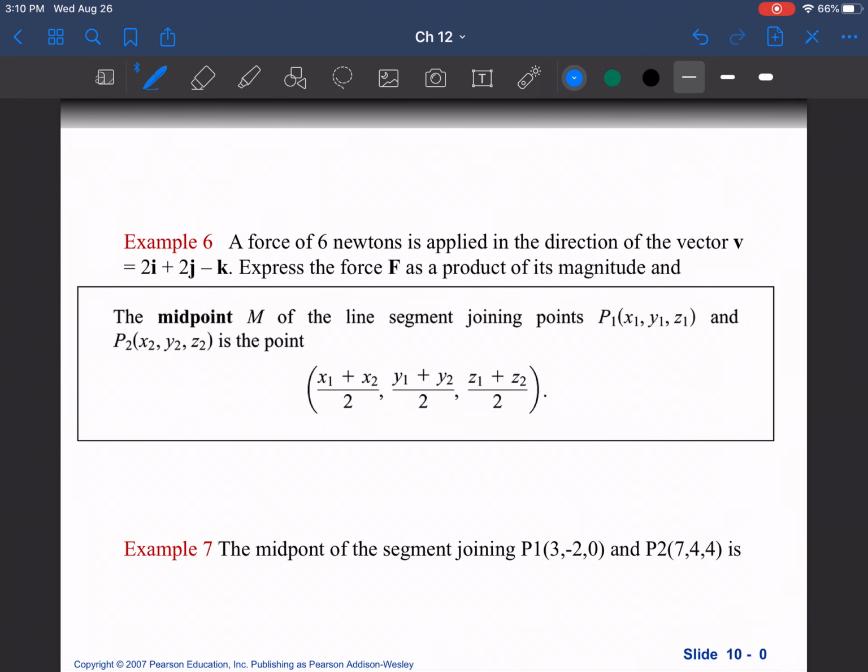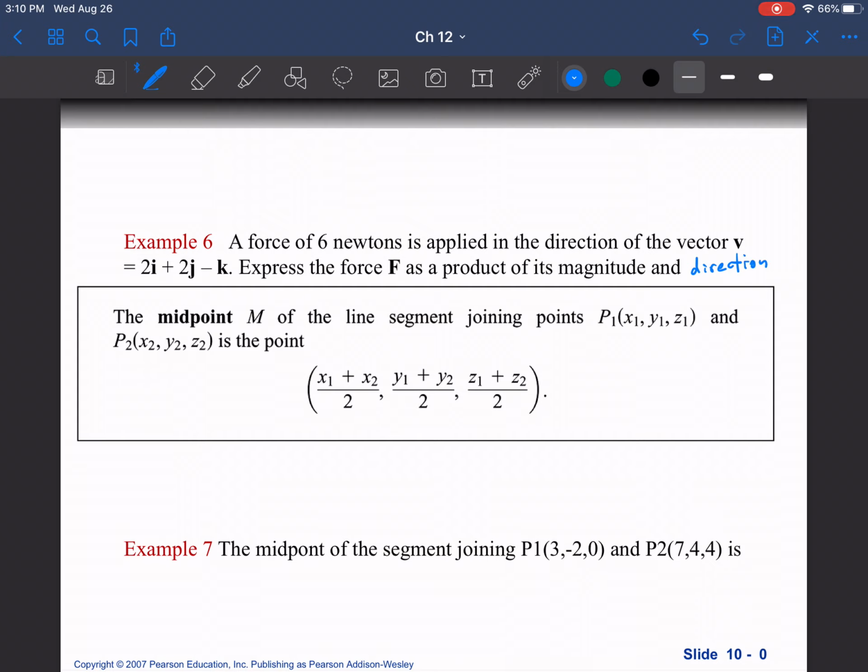Next, example 6: a force of 6 Newtons is applied in the direction of the vector v, 2i plus 2j minus k. Express the force F as a product of its magnitude and direction. Example 6 got cut off there, so that one, they just want you to do the same thing. I'll leave that one for you to try.